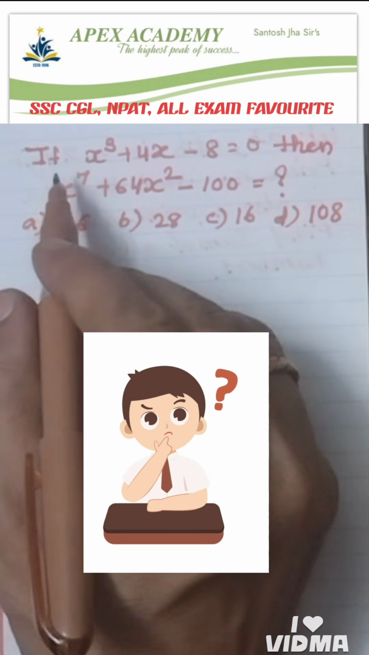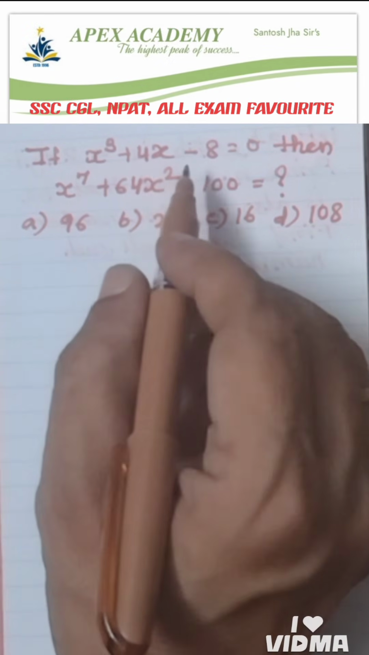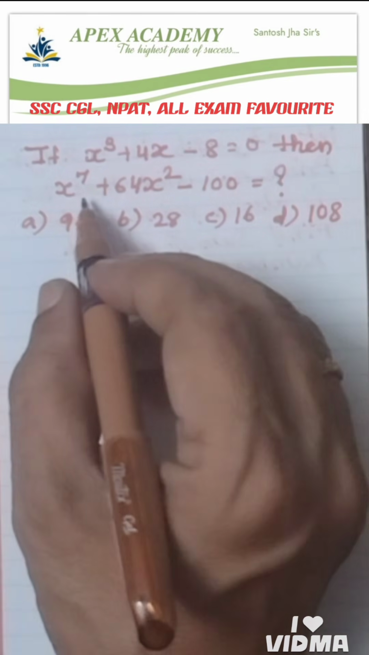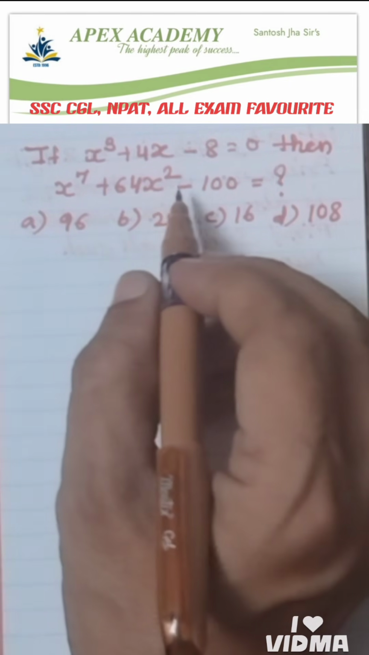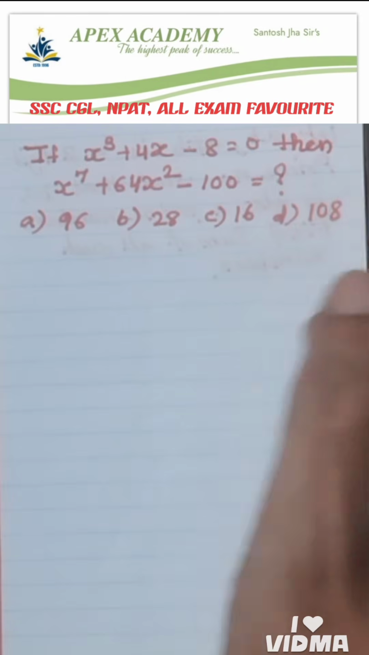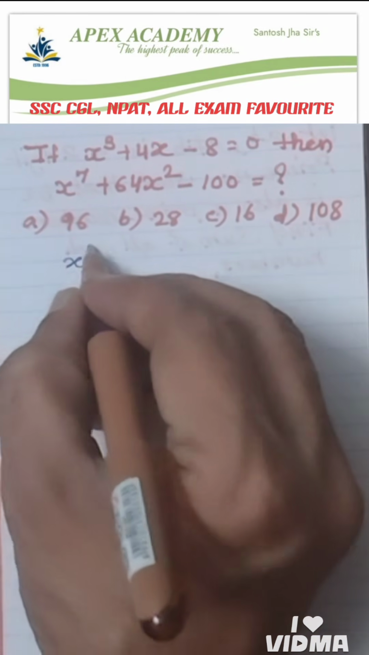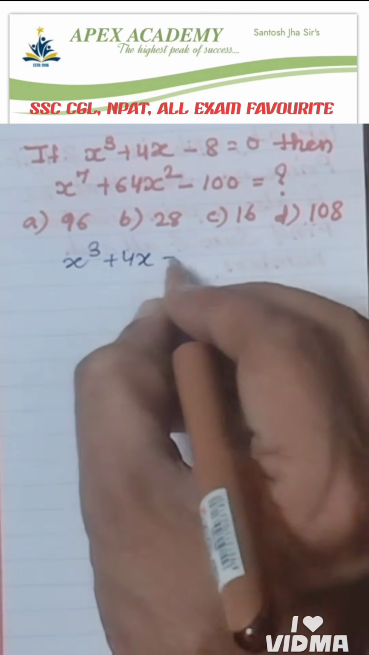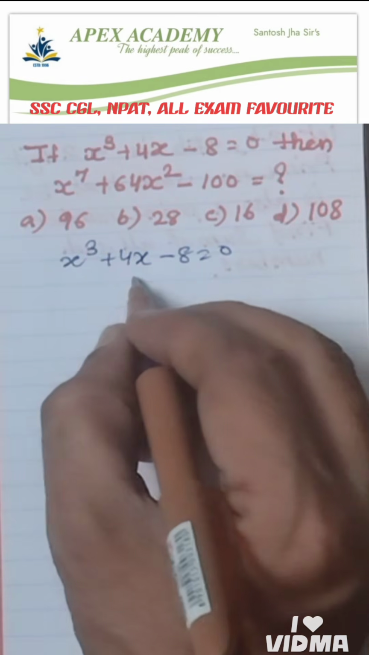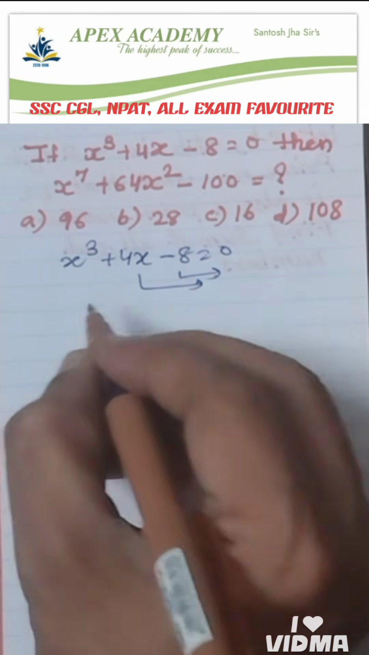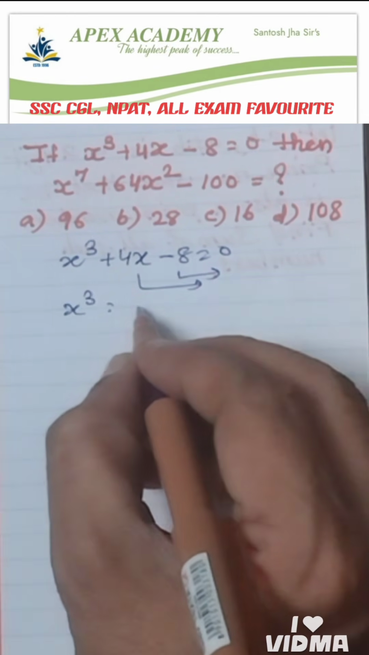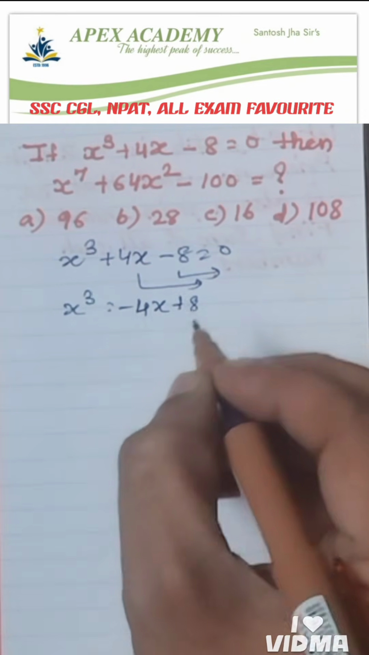Now see, in this sum it is given that if x cube plus 4x minus 8 is equal to 0, then we have to find out x raised to 7 plus 64x square minus 100. So as they have given x cube plus 4x minus 8 is equal to 0, first we'll shift all this to that side. So we'll get here x cube is equal to minus 4x plus 8.